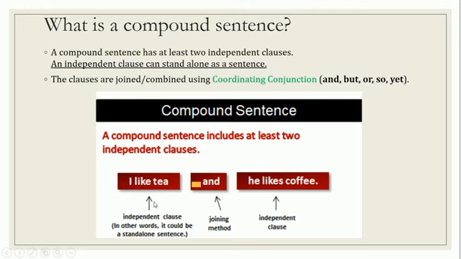For example, here, I like tea. This is a simple sentence, an independent clause. And he likes coffee. This one is also an independent clause. It's also a simple sentence. An independent clause can stand alone as a sentence. So these two independent clauses, two simple sentences, are joined using the word and. We call it a coordinating conjunction.